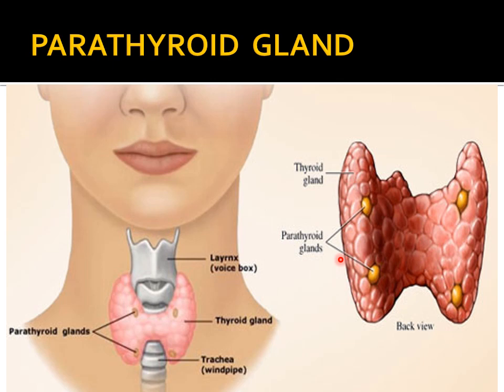So moving on to the parathyroid gland, which is present on the posterior side of each upper and lower pole of the thyroid gland. There are two on the upper pole and two on the lower pole. These pea-sized, very small parathyroid glands are present within the capsule of the thyroid gland, embedded in it.